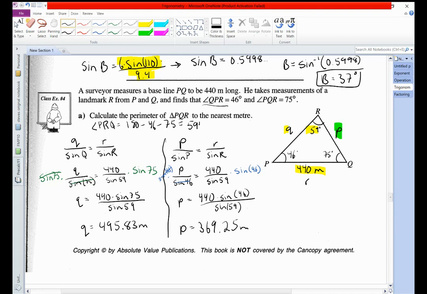So we want to add them all together. Perimeter is going to equal 440 plus 495.83 plus 369.25. So our perimeter should add up to 1,305 meters. It says to the nearest meter, so I rounded that.